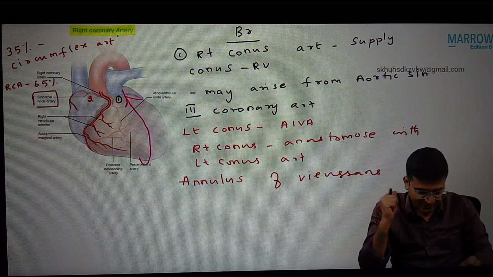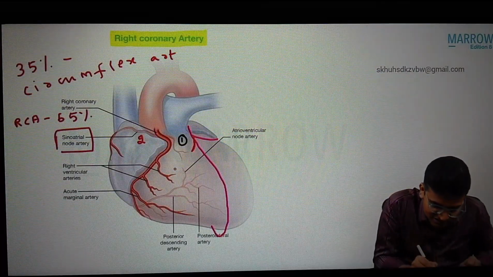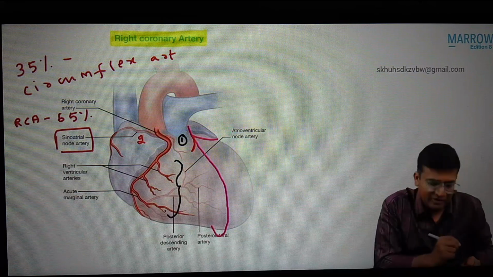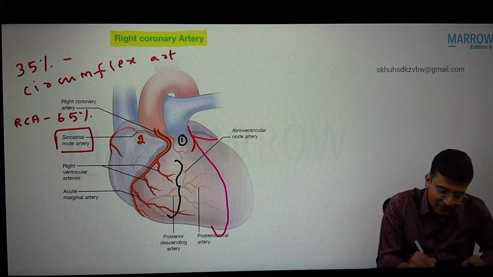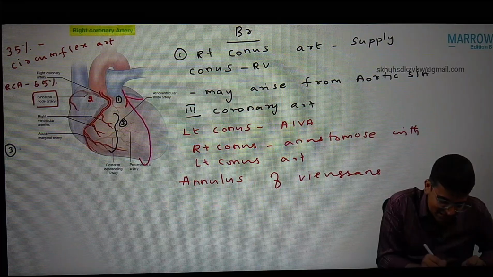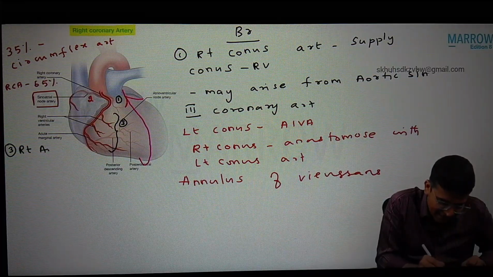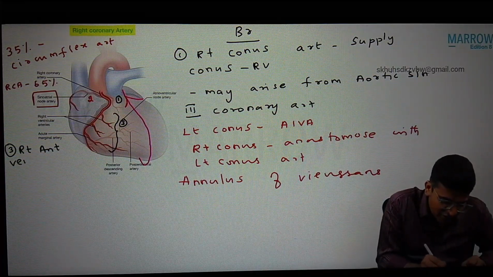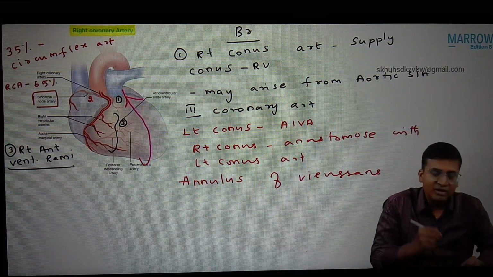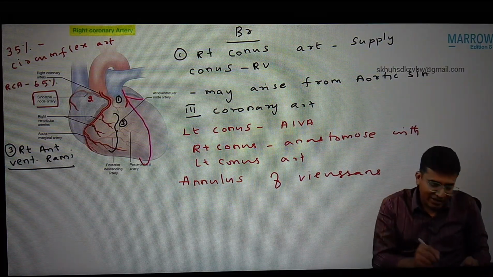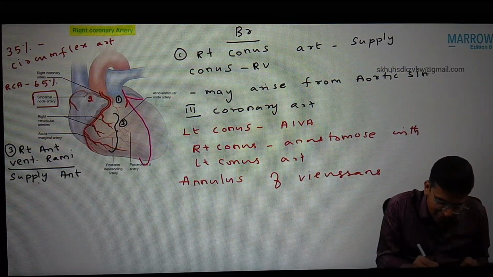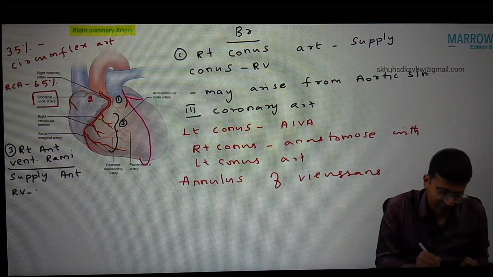Now next, see these branches. I'm putting a common bracket for all of these. These branches, I will mark as number 3, are the right anterior ventricular rami. The right anterior ventricular rami supply the anterior part of the right ventricle.